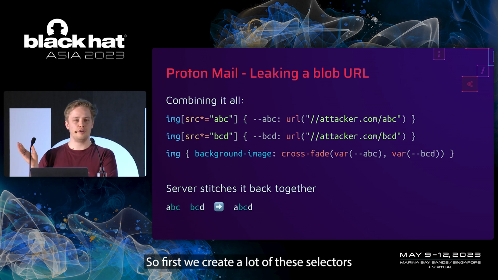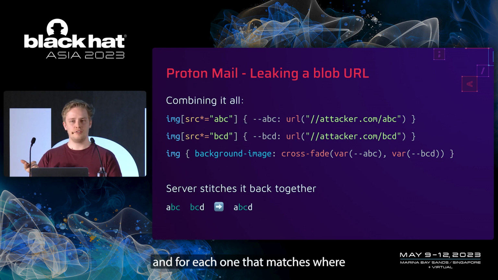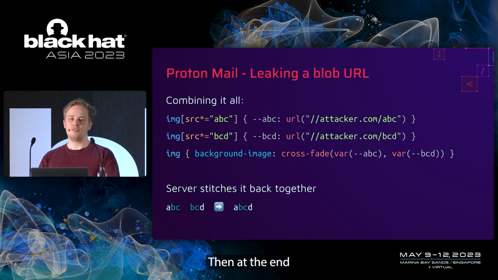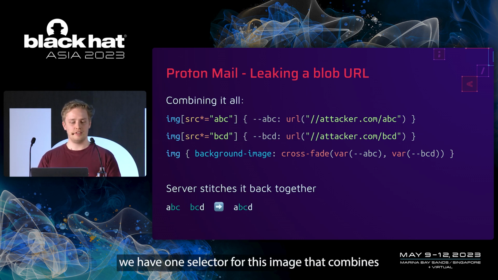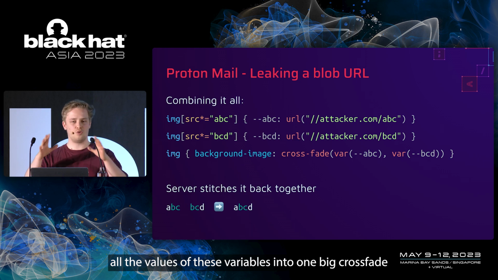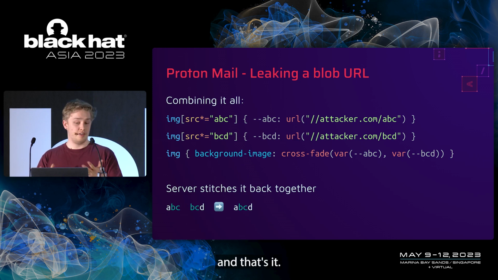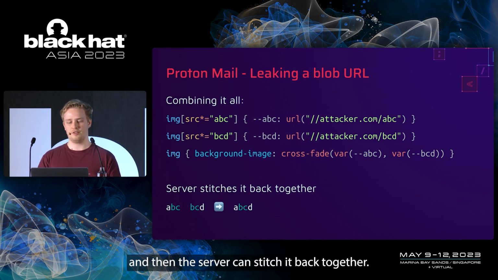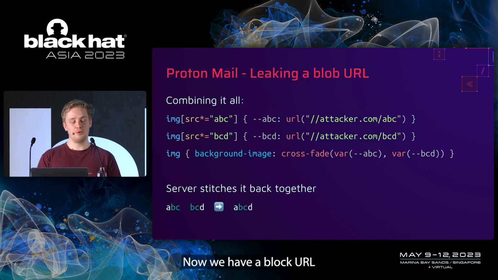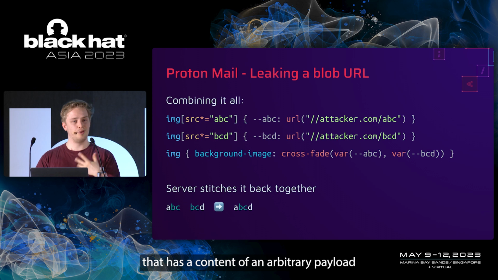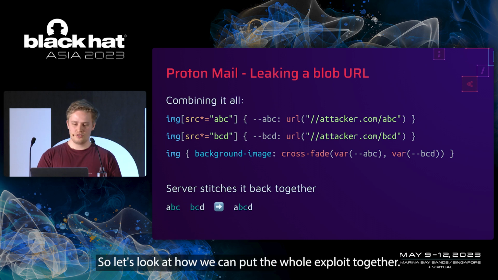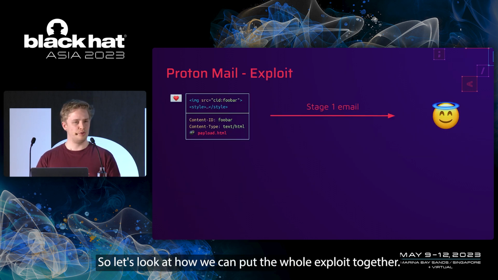OK, let's take a step back and combine all this leak process. First, we create a lot of these selectors, and for each one that matches, where this particular 3-character combination is inside of the blob URL, we set a CSS variable to a certain value. Then at the end, we have one selector for this image that combines all the values of these variables into one big nested crossfade call block. And that's it. This will cause all the requests to go to the server, and then the server can stitch it back together. Very nice. Now we have a blob URL that has the content of an arbitrary payload that we defined and an arbitrary content type that we defined. Very good. So let's look at how we can put the whole exploit together.